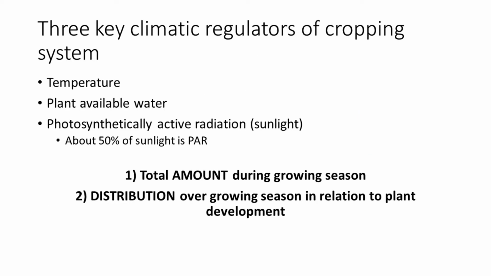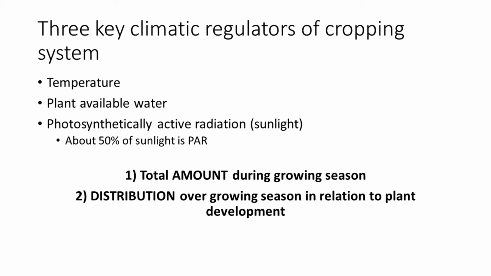So the climate is made up of multiple environmental variables. We're not going to touch on every single one in this lecture, but I'm going to focus on the three most important ones, which is temperature, plant available water, and sunlight or photosynthetically active radiation. And I know you've touched on all of these three things earlier in Professor McAuliffe's lectures.